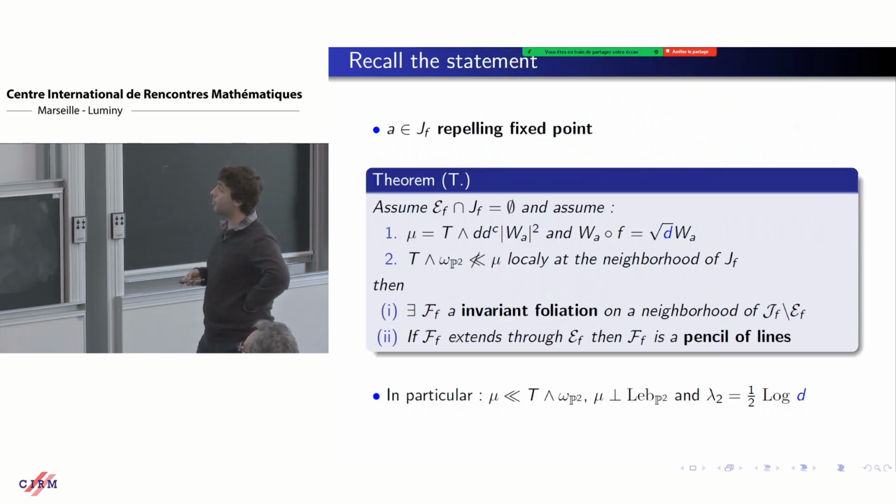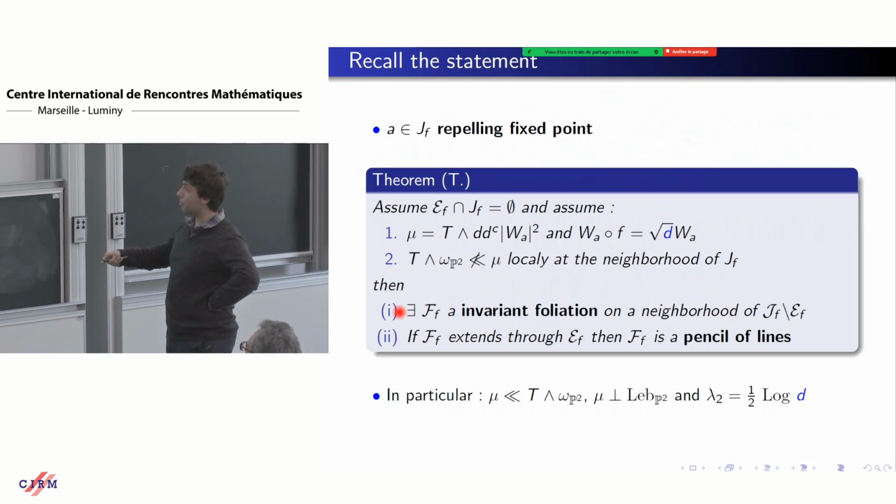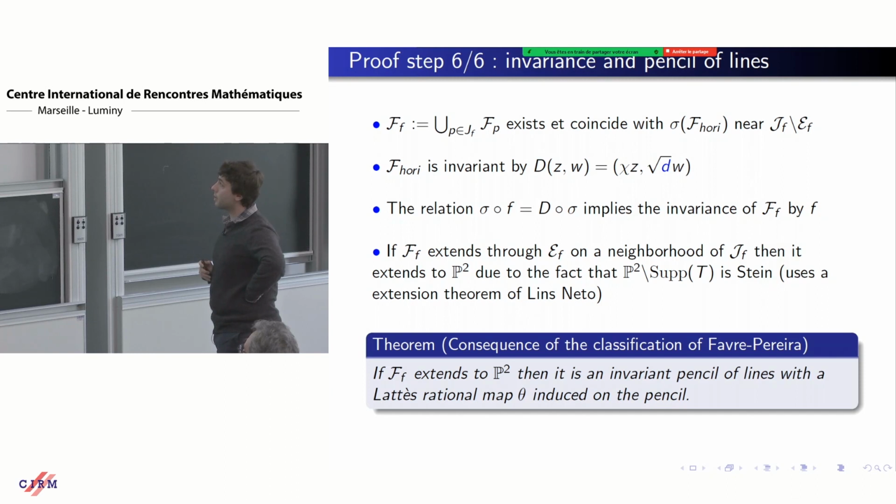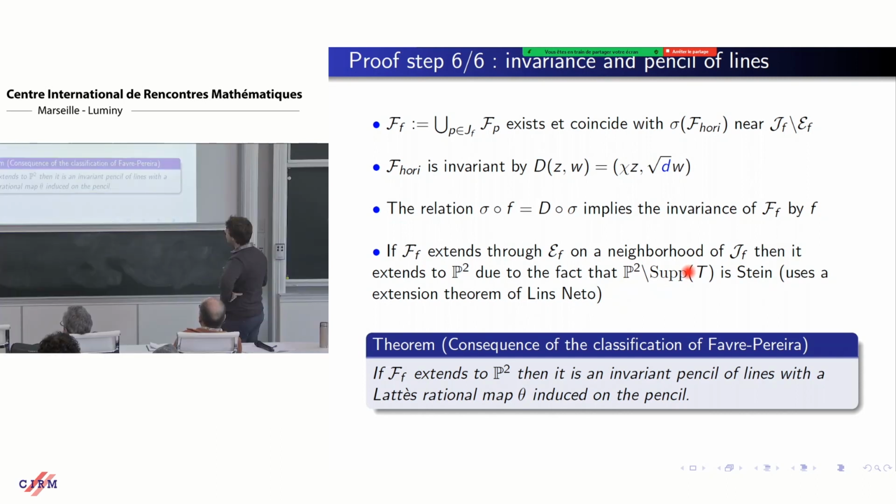So if I go back to the theorem, I have proved the first point. And if you want the second point, if you want a pencil of lines, you first have to extend the foliation through the exceptional set. And if you are able to do that, then you can use the fact that the complementary set of the Green current is Stein. And this is a result of Lins-Netto. If you are in this kind of situation, then you can extend the foliation.